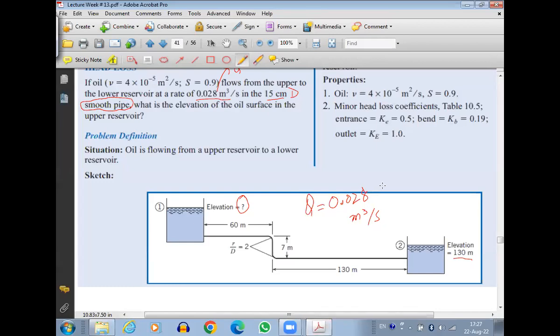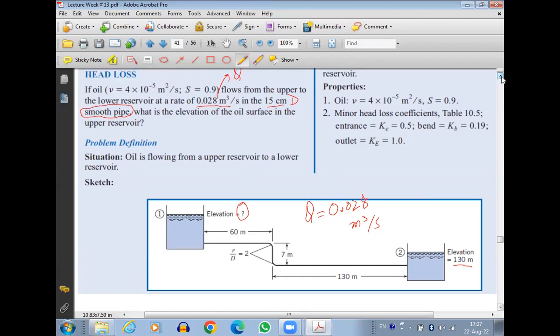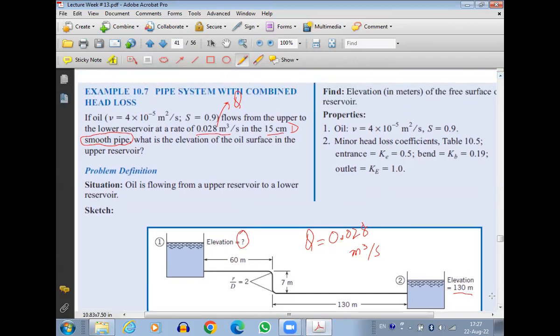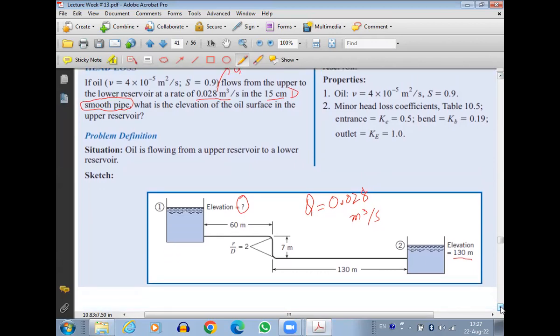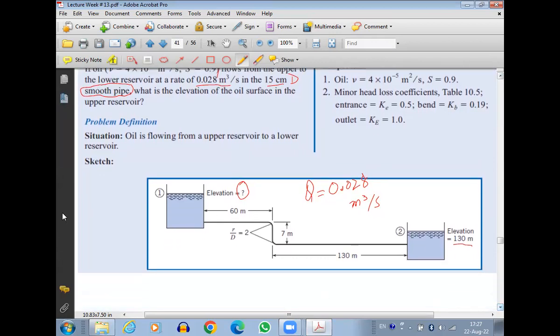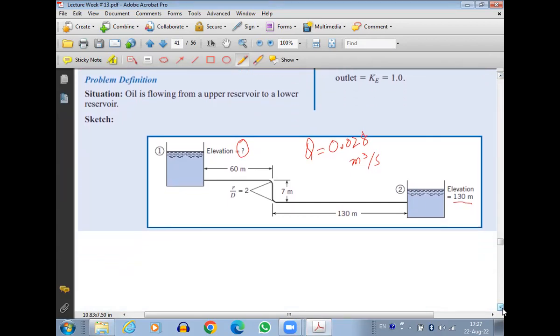Okay, so we need to find out what should be the elevation of the fluid in this reservoir. In order to solve the problem, we have to move towards the formulation that we studied in chapter number 7, the energy equation, using the energy principle. So between point 1 and point 2, we can apply the energy equation for the fluid flow systems.